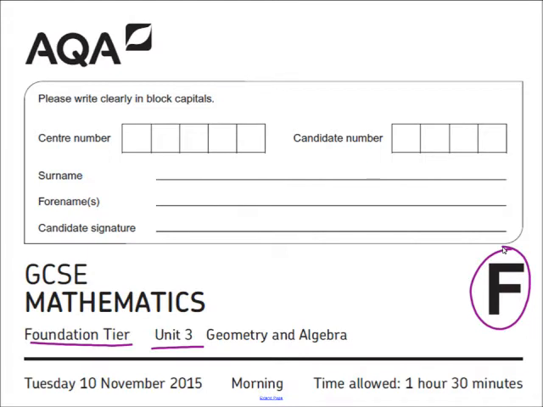The date and time are on the paper, and the most important thing for you to manage through the exam is the time, and for Unit 3 you have 1 hour 30 minutes. There are 80 marks, so it's roughly a mark a minute that you need to be looking at.